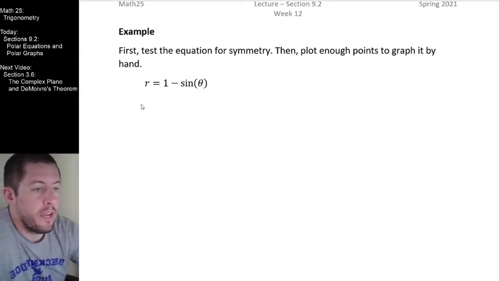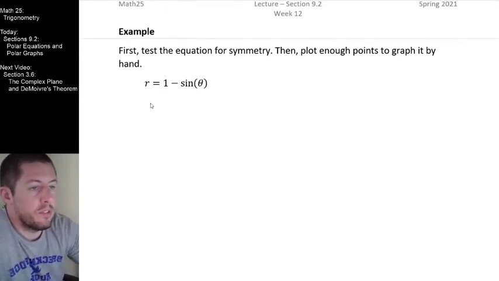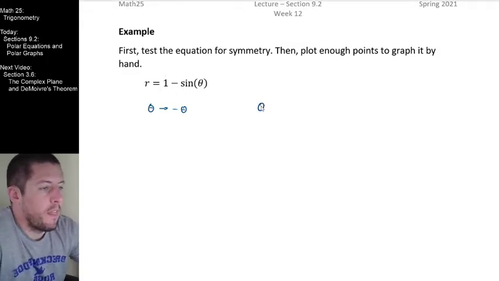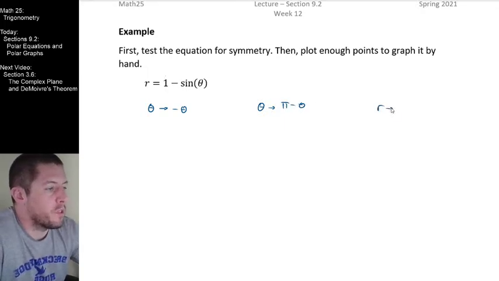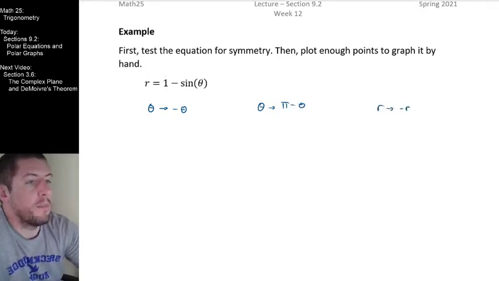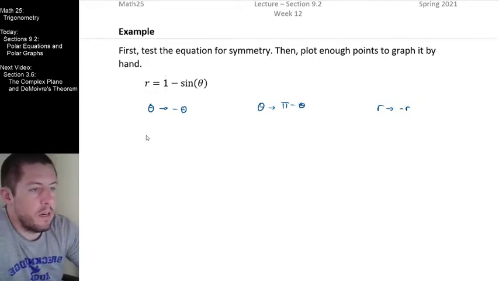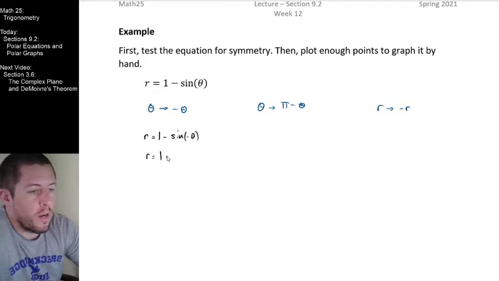So let's do our 3 symmetry checks here. Our 3 symmetry checks are theta being swapped out for negative theta, theta being swapped out for pi minus theta, and r being swapped out for negative r. All right. So let's check these three symmetry checks right here. So this should give me r equals 1 minus sine of negative theta. That's going to give me r equals 1 plus sine of theta. Not the same.